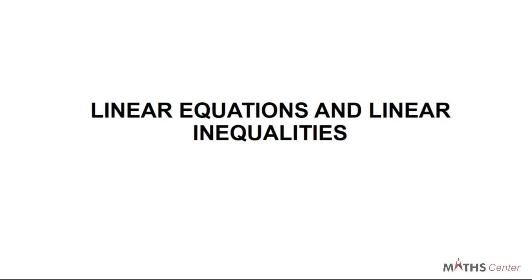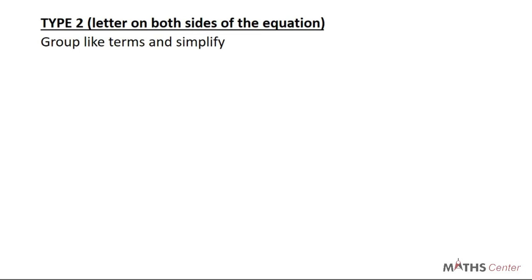We are on the topic linear equations and linear inequalities, but we are concentrating on linear equations now. In the previous video, we learned how to solve the first type of linear equations, where you have the variable on only one side of the equation. In this video, we are going to learn how to solve the second type of linear equations, where you have the variable on both sides of the equation. So let's begin and learn how to do that.